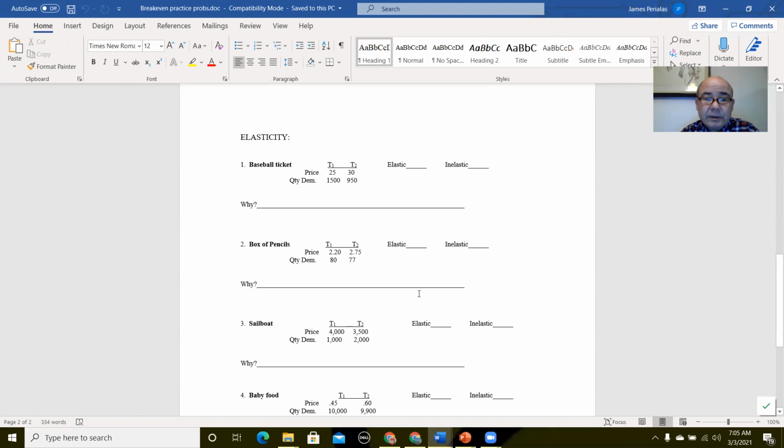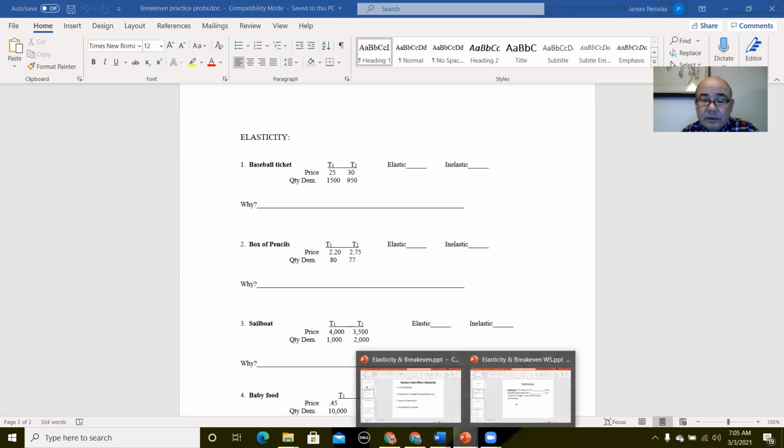Number two, box of pencils. Now you'll notice here I've got a box of pencils at a relatively inexpensive price, $2, $2.75, $3 for a box of pencils. And so are we going to guess that boxes of pencils are elastic or inelastic? We're going to have to figure out the math behind this one. This one's kind of close.